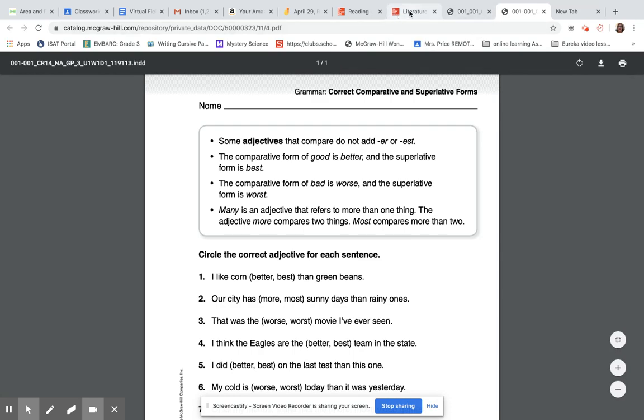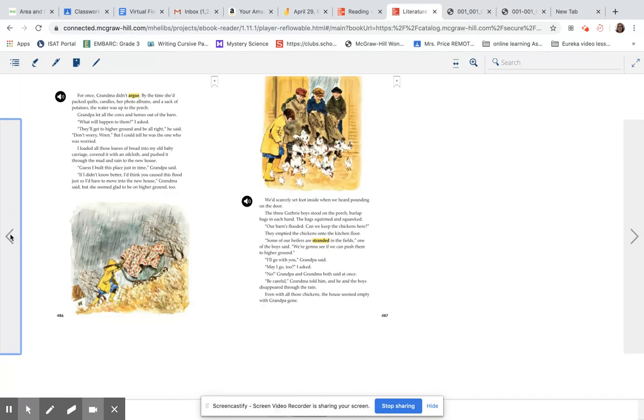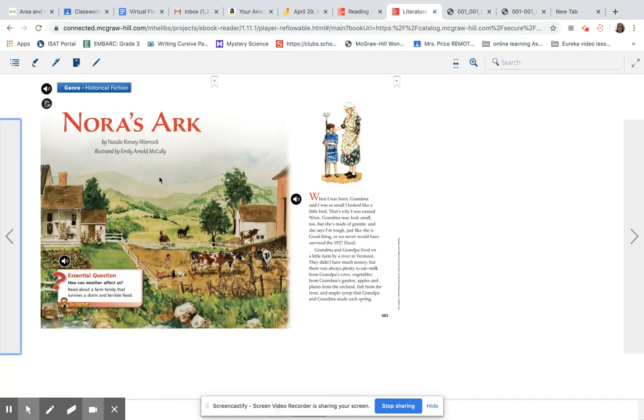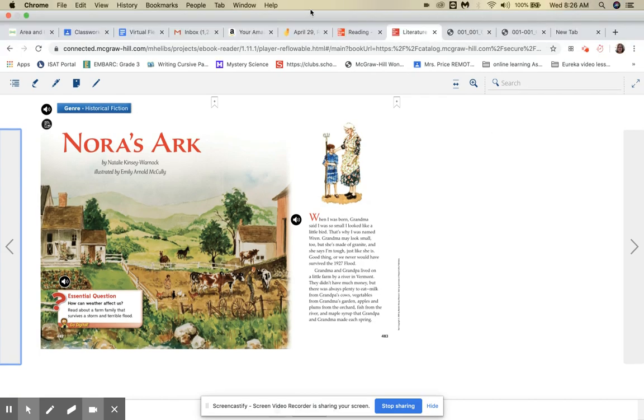And then for reading, let me get back here to the beginning. We're going to be reading Noah's Ark, and you will read the story. As you're reading the story, think about the essential question, which is how can weather affect us? Think about that.